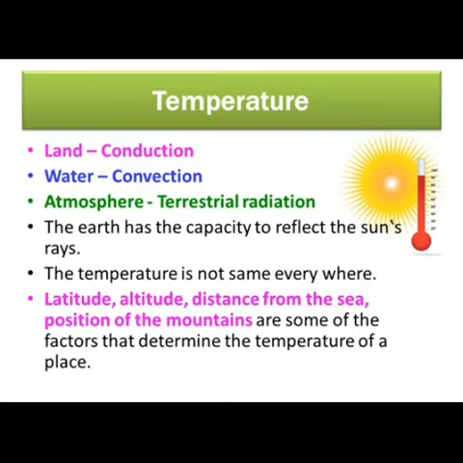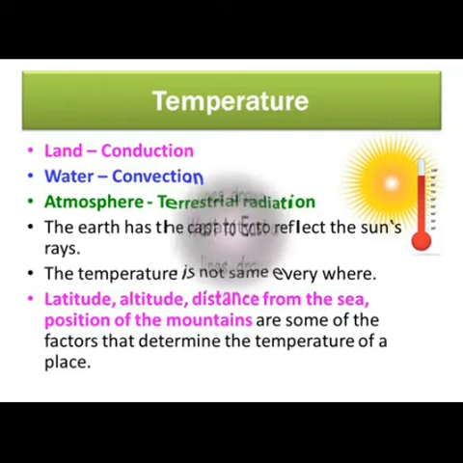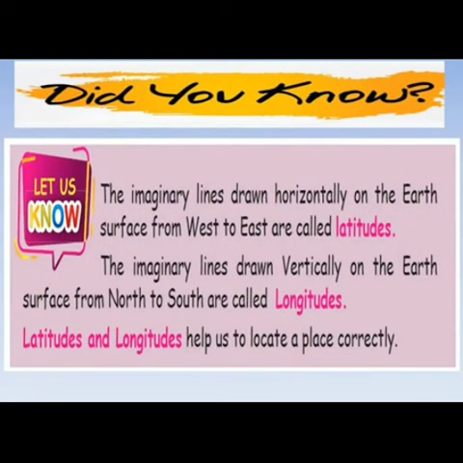The imaginary lines drawn horizontally on the Earth's surface from west to east are called latitudes. What are latitudes? They are lines drawn in a horizontal manner. If you have the Earth's surface and you draw lines horizontally from west to east, then it is called a latitude. We can't take a scale and draw, isn't it? So it is just in our imagination. In our imagination, we are trying to draw lines horizontally from west to east on the Earth's surface, and that is called a latitude.